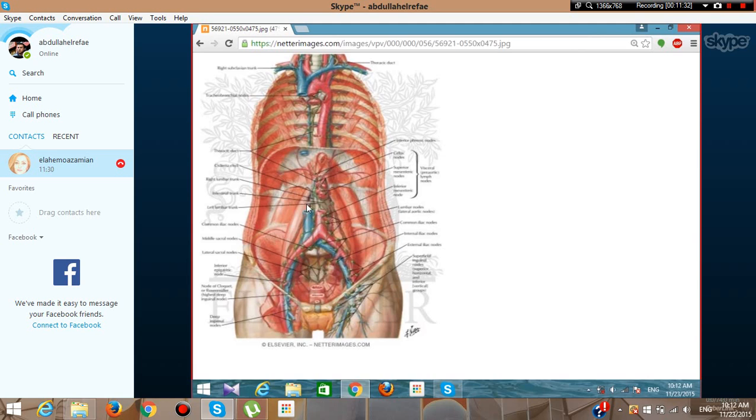Okay, and from these lumbar nodes you get a trunk. It's called lumbar trunk. Find it. Yes, left lumbar trunk. So you have left and right lumbar trunk. Find the right one also. Go above it, you see right. Yes.